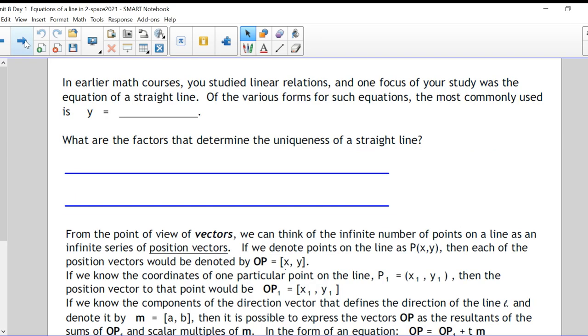All right. So in earlier math courses, you studied linear relations. That's back in grade 9. One focus was the equation of a straight line, y equals mx plus b. What are the factors that determine the straight line? Well, there was the slope and there was the y-intercept.